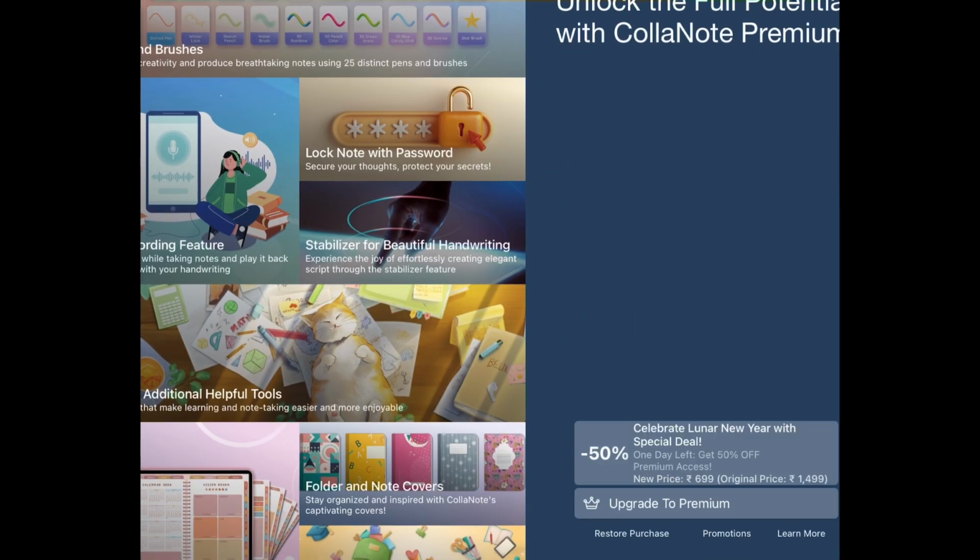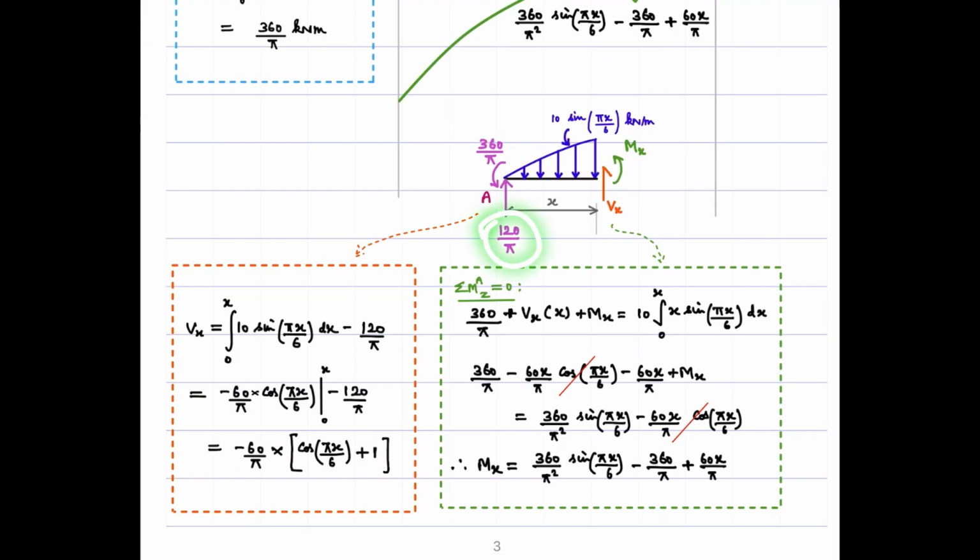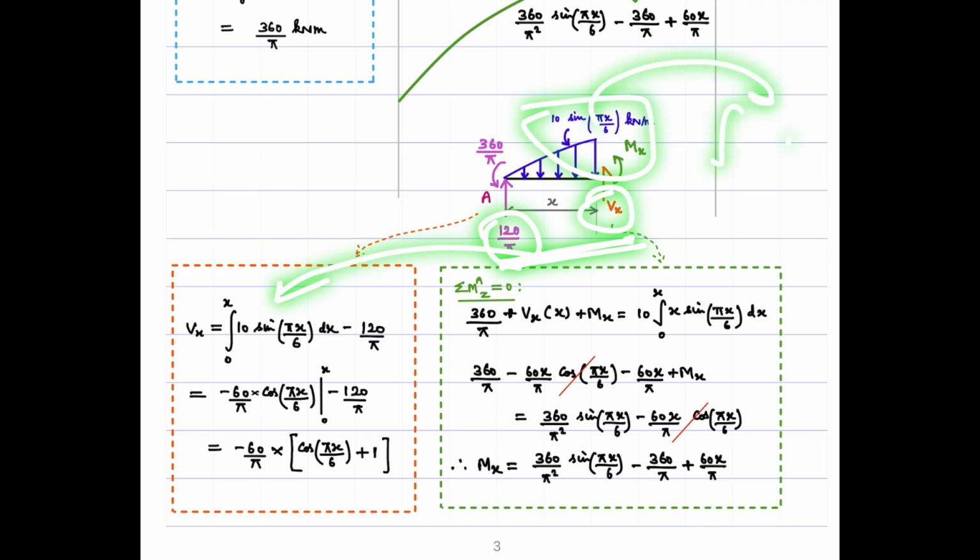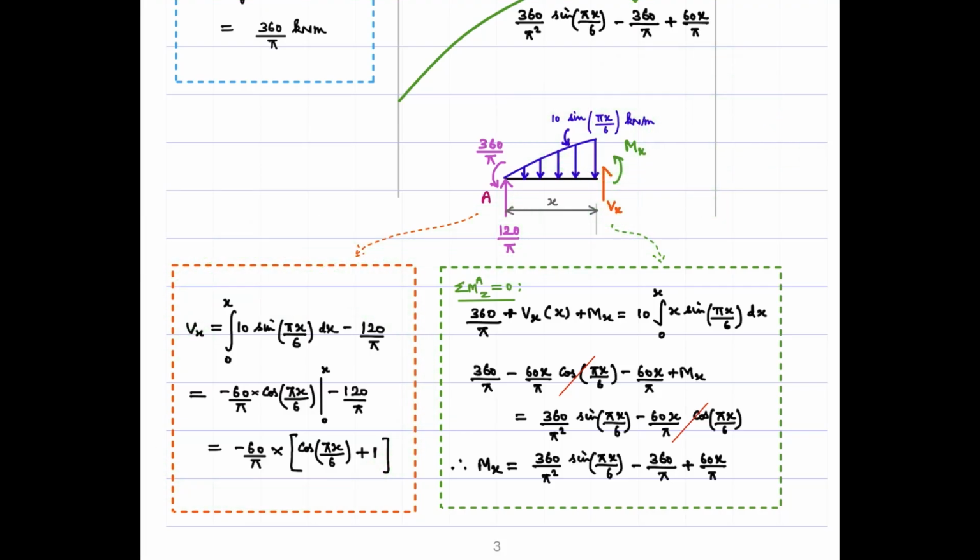So for Vx, you state that the sum of upward forces is equal to the downward force, right? 120 plus 120 by pi plus Vx should be equal to the integral of this dx, integral between 0 to x, which gives you the expression for Vx. Now, in order to get the expression for Mx, I am taking the sum of moments about point A equal to 0. Okay, that gives you this expression. When you simplify it, you get the expression for Mx.